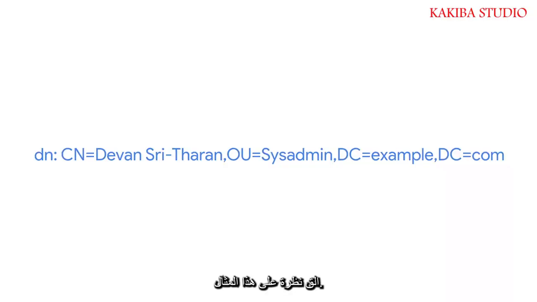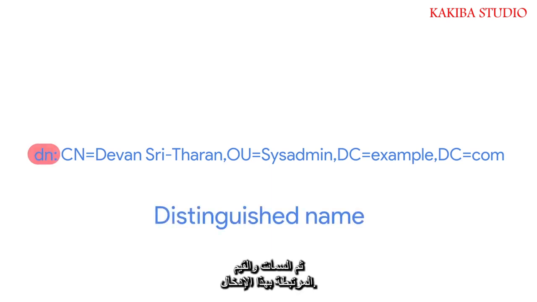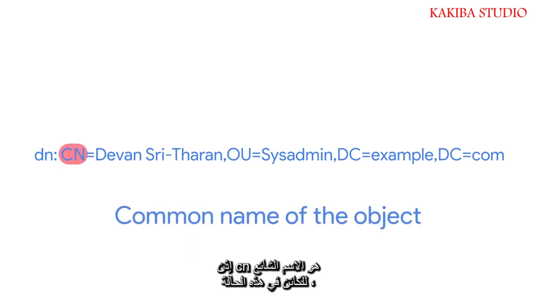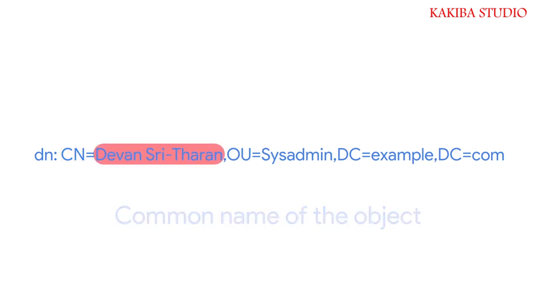Take a look at this example. Don't worry too much about what this says. The format of LDAP entries basically has a unique entry name denoted by DN, or distinguished name, then attributes and values associated with that entry. So CN is the common name of the object. In this case, since it's a person, we use Devon Sridharan as the name.